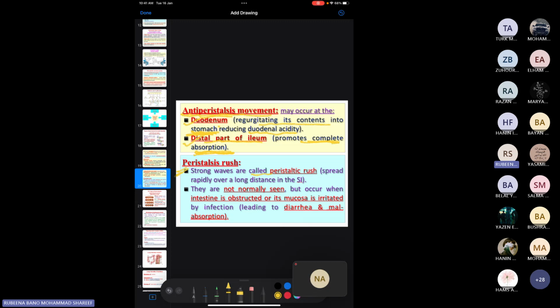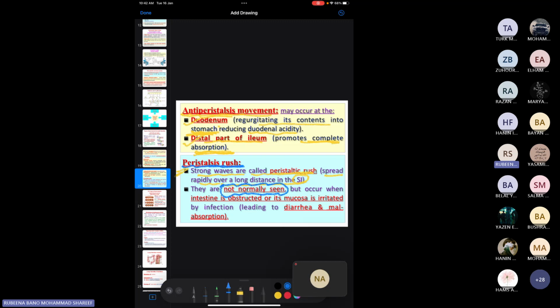Strong waves are called peristaltic rush, and it spreads rapidly over a long distance in the small intestine. The important thing is that normally it is not seen. We are all normal at the moment, so there is no peristaltic rush unless the intestinal mucosa is irritated by some chemical or infection, like virus or bacteria. Then there will be peristaltic rush.